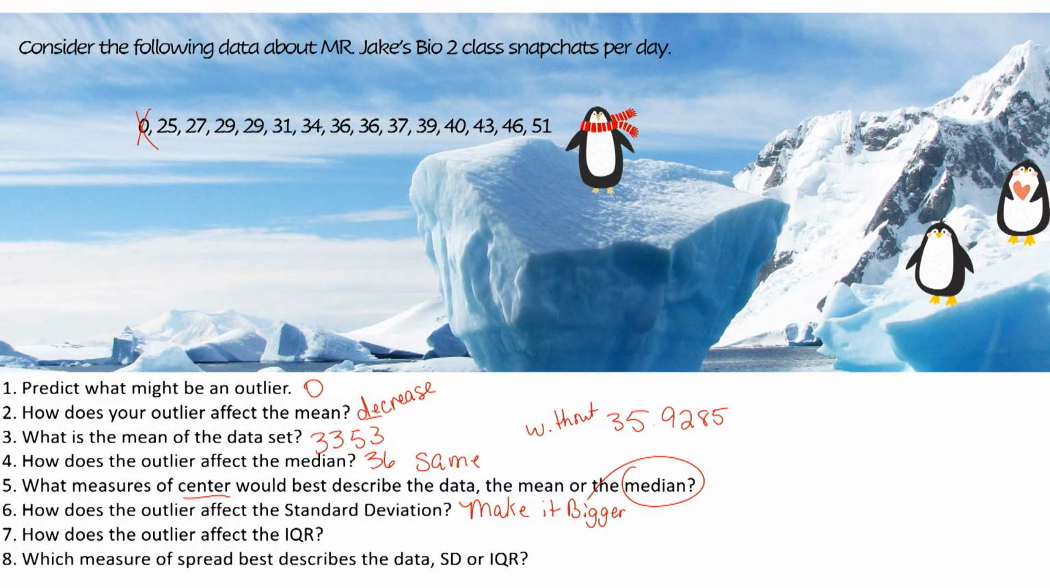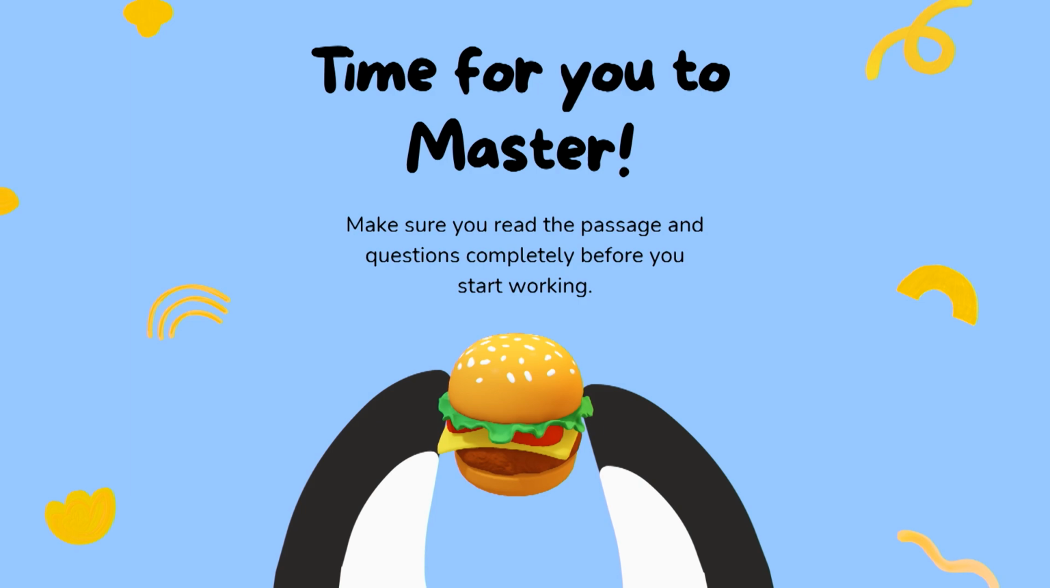And then it says, how does the outlier affect our IQR? It doesn't. There is no change in the IQR because that is only the middle 50% of our data. And then which measure of spread describes the data? The standard deviation or the IQR? Obviously, it is our standard deviation. So good job. Another time for you to master.